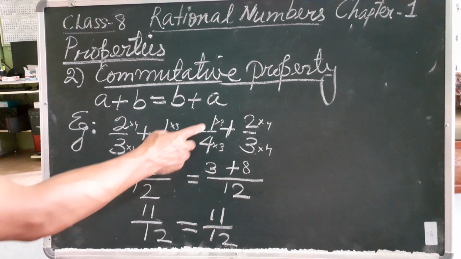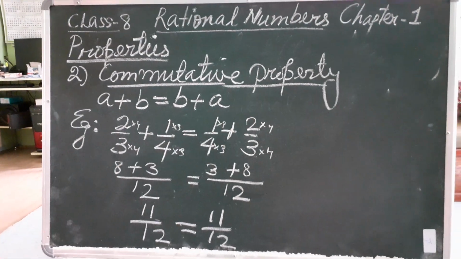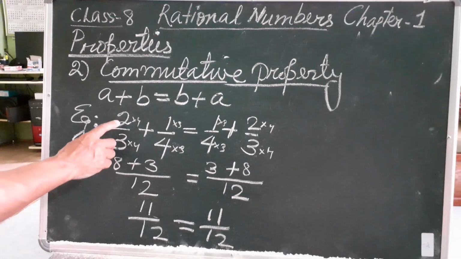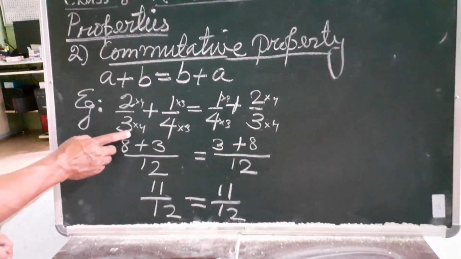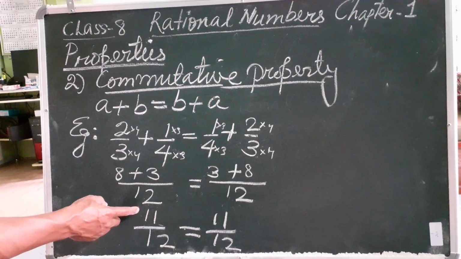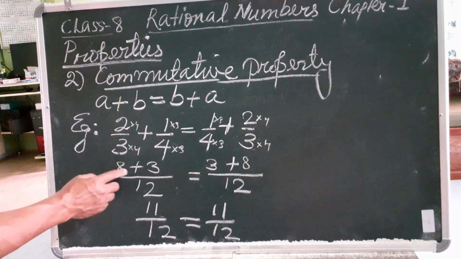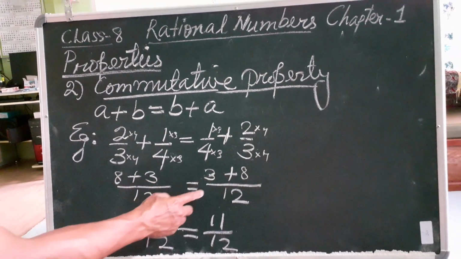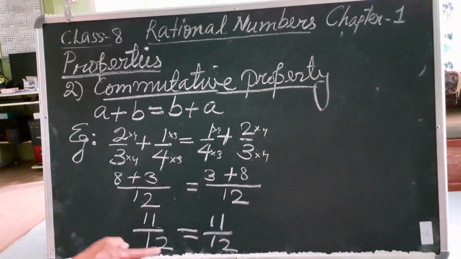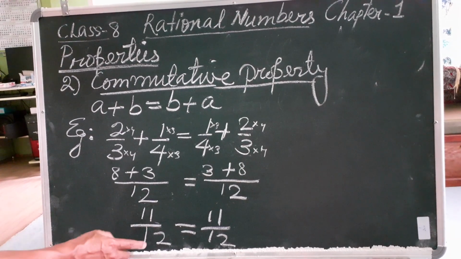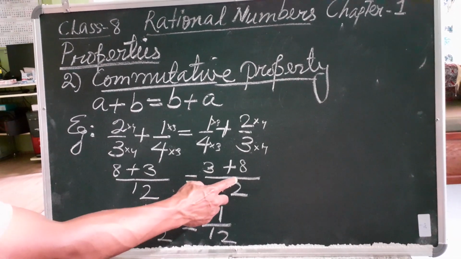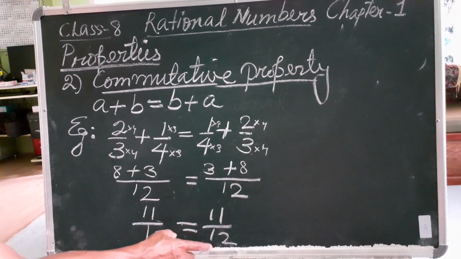It will be equal to 1 by 4 plus 2 by 3. Taking 2 by 3 plus 1 by 4, the LCM of 3 and 4 is 12. So we get 8 plus 3 by 12, which gives 11 by 12. On the right side also, we get 11 by 12.